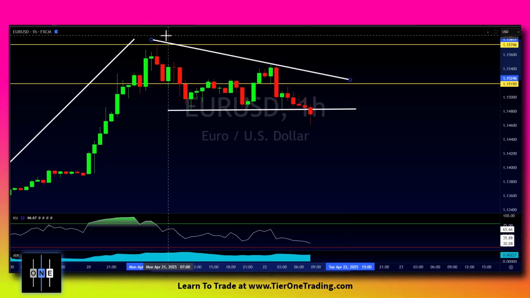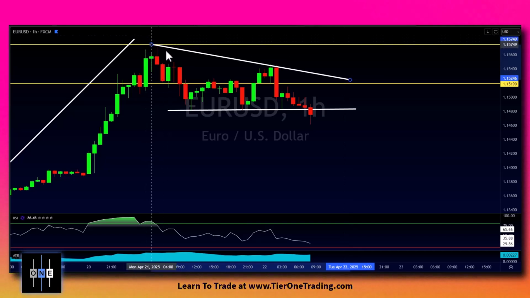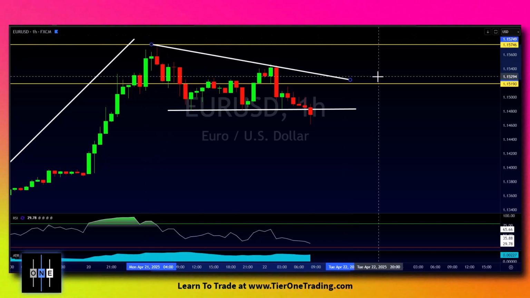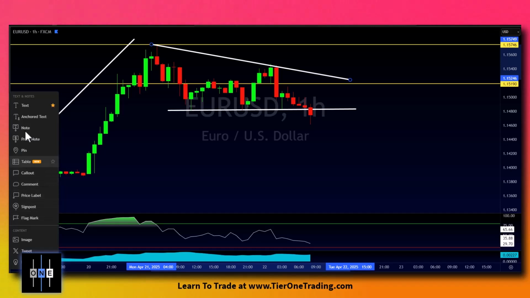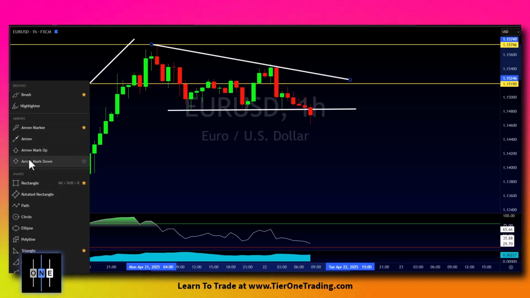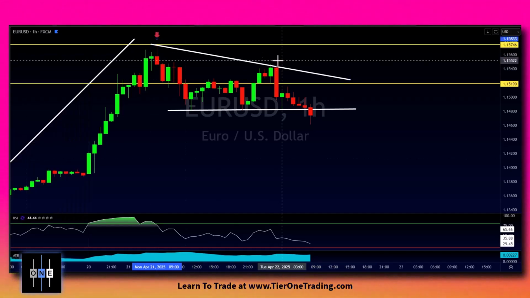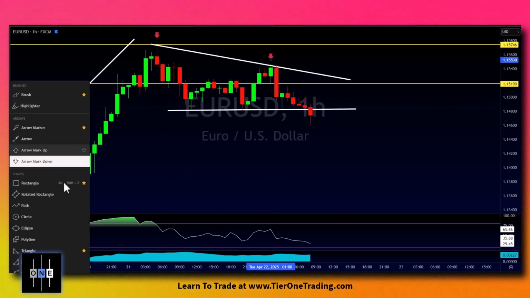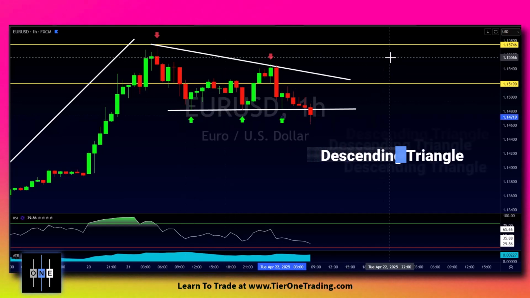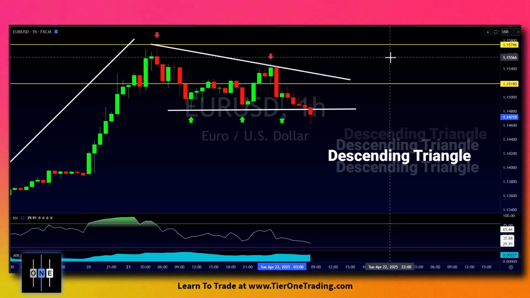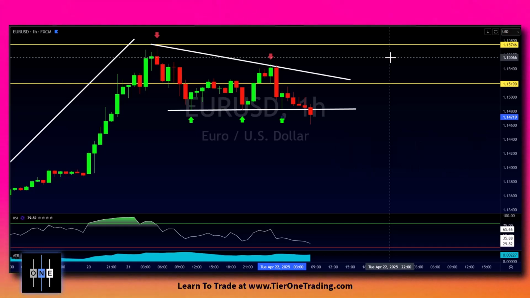Now, what does this look like to you? We have highs that are descending, but we have lows that are even. Who can tell me what type of formation this is? So again, high, high, low, low, low, right? That is a descending triangle. Yep. So a descending triangle, which is, and this is a weird situation, right?